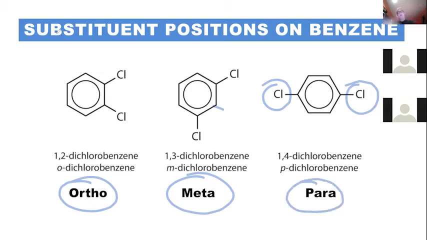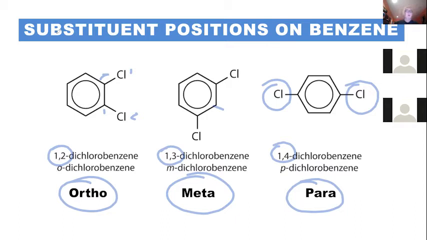So all of these molecules are dichlorobenzene, but they're different. This one is 1, 2, and whatever the first substituent is, we always give it the position 1. So it doesn't really matter. If that's 1, then this is 2. If that's 1, then this is 2. And the same with 1, 3 and 1, 4. Basically, it just tells you how far apart they are on the ring. So we can call them 1, 2, 1, 3, and 1, 4 dichlorobenzene.